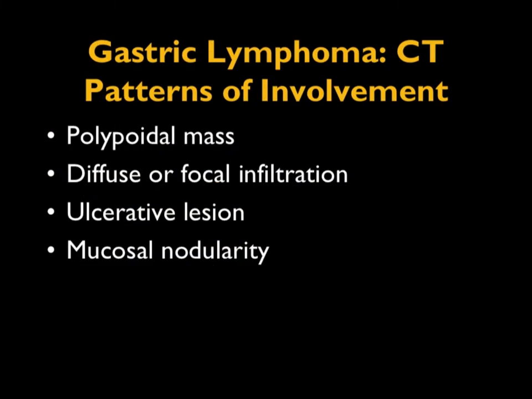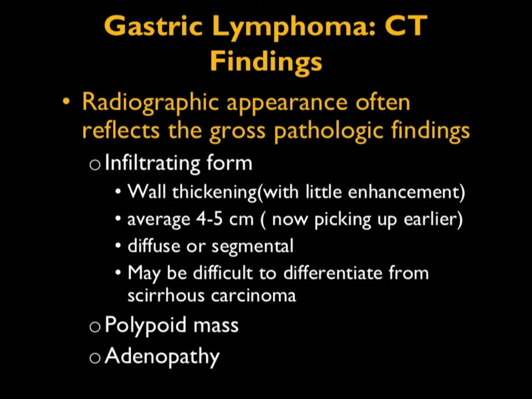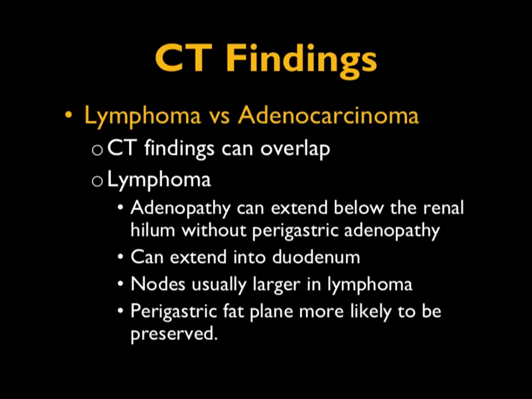When we talk about CT patterns of involvement, we talk about polypoid masses, diffuse infiltration, ulcerative lesions, and mucosal nodularity. It's interesting, when we used to speak about gastric lymphoma, we talked about wall thickening of over 5 centimeters. It used to be a clear-cut difference between lymphoma and adenocarcinoma. Now we pick things up earlier, so the lymphomas are not quite as bulky. We talk about the difficulty at times of distinguishing adenocarcinoma and lymphoma.